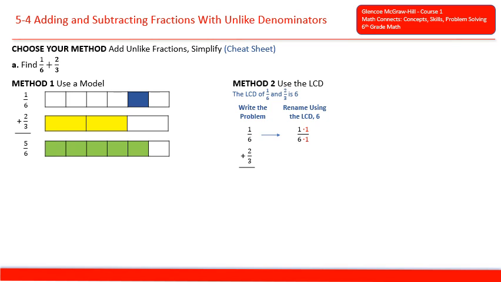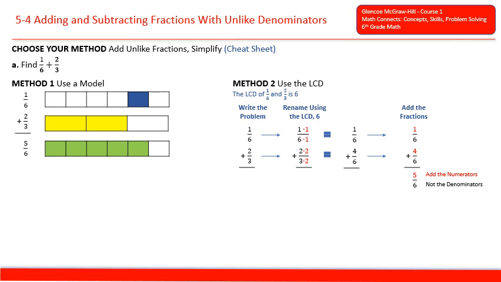So if we multiply 1 times 1 and 6 times 1, we will end up with 1/6 still. But 2/3 we do have to rewrite as an equivalent fraction with a denominator of 6. So we have to multiply the denominator 3 times 2 to get 6. So we're going to multiply the numerator as well, and we will get 1/6 plus 4/6, and then when we add the fractions, we get 5/6. And remember, we add the numerators, not the denominators.